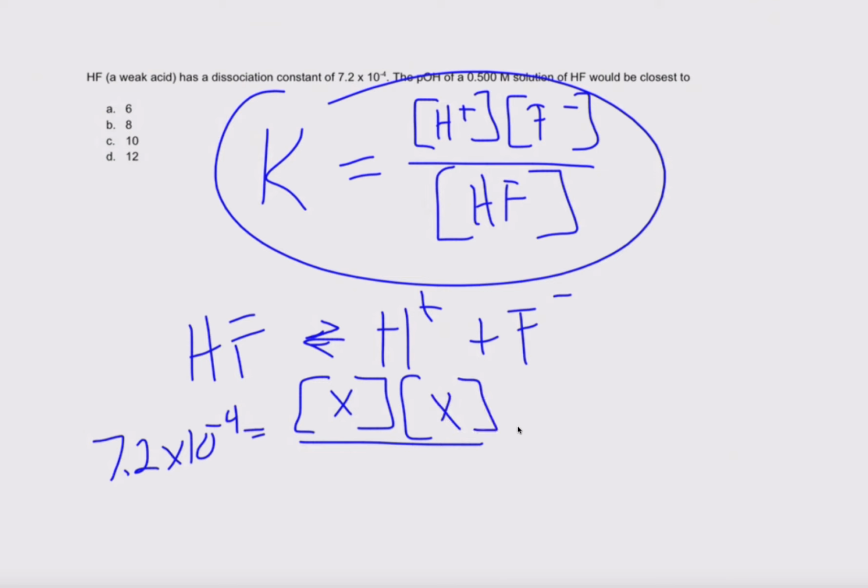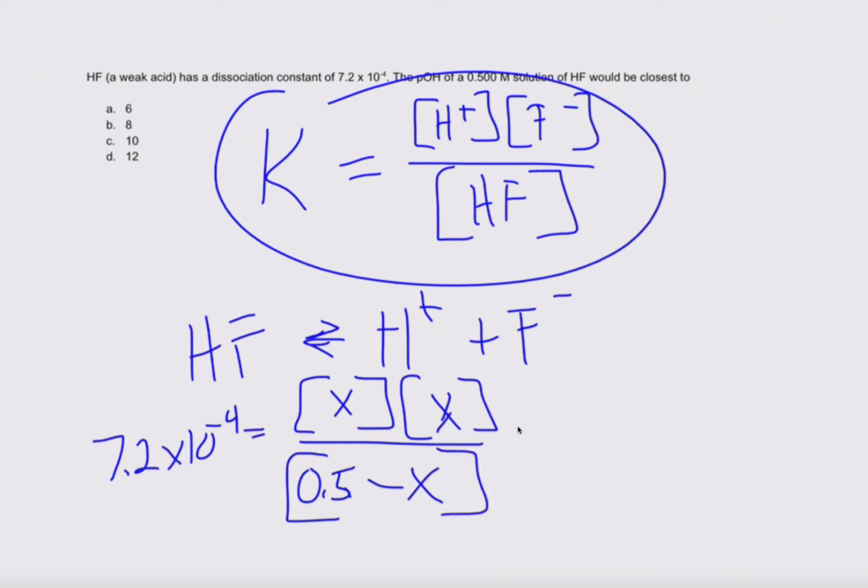And then the concentration of the hydrofluoric acid is the 0.5 molar that we started with minus however many hydrogens and fluorines were broken apart. Right? So if we started with hydrofluoric acid of 0.5 molar, the concentration of the hydrofluoric acid at equilibrium is however many of those hydrofluoric acids broke apart. So 0.5 minus the X, which is the concentration of the hydrogen, also the concentration of the fluoride.